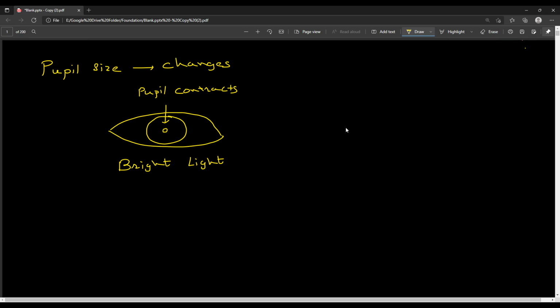But exactly the opposite will happen if the light is very dim. If the light is very dim, what is going to happen? Our eyes will not be able to see objects because it's very dark. So what our eye does is, it increases the size of the pupil. The pupil size increases like this. See, it's very big. Suppose this is the initial pupil in bright light. In dark light, it becomes very, very large. Why? So that enough light can come into our eyes and we can see the objects even in the dark.